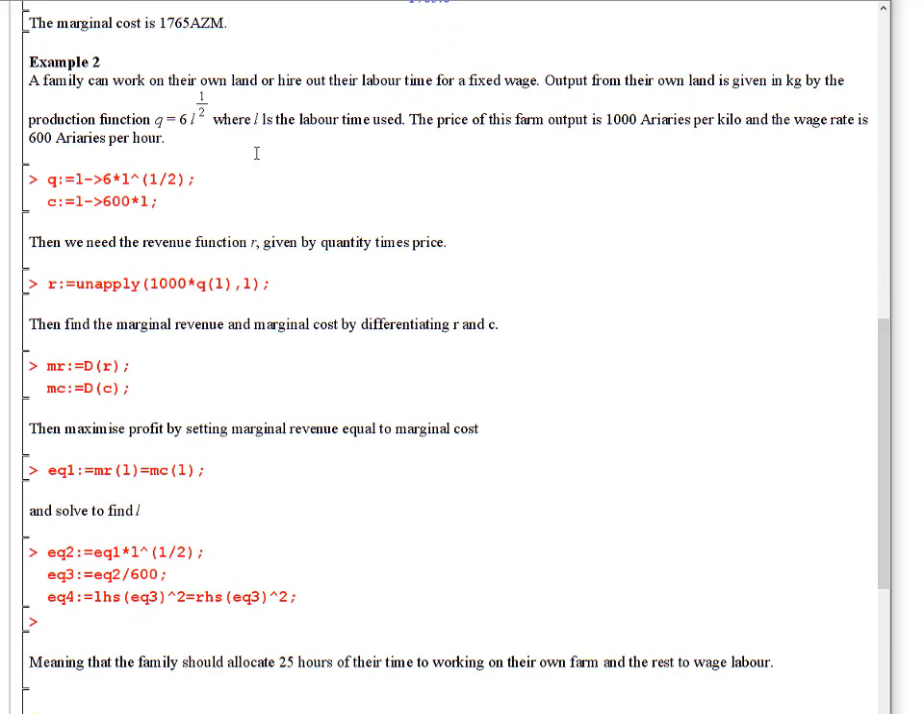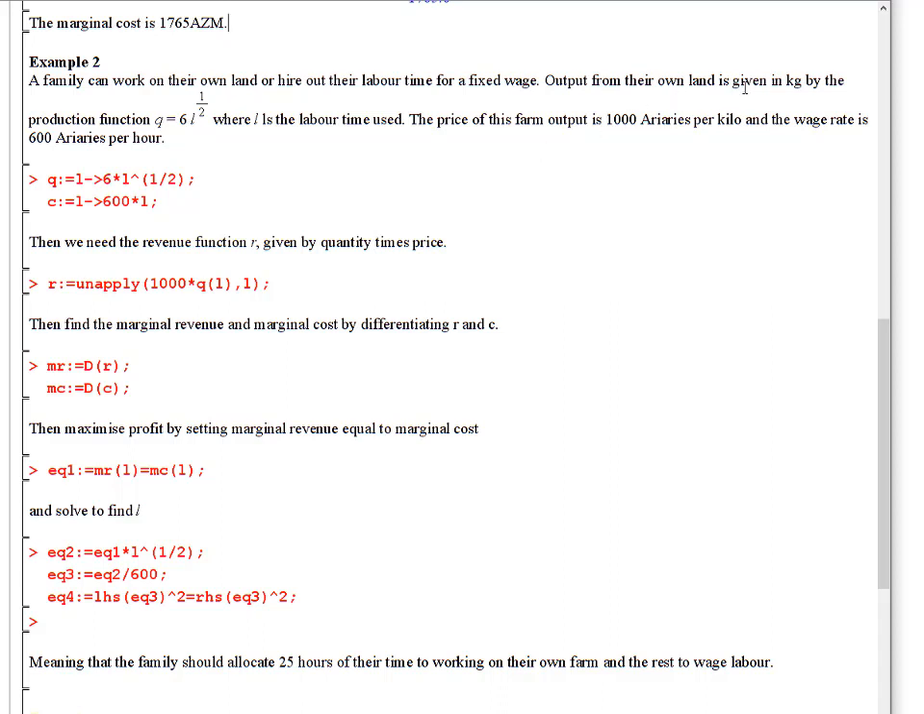Example 2. A family can work on their own land, or they can hire out their labour time for a fixed wage. This is the classic model of what they used to call peasant economics, where families have got this choice. Should they work on their own land, or should they use that time to go and work for maybe some wealthier neighbours or a plantation or something for a fixed wage?